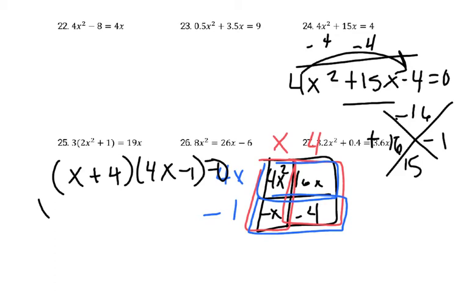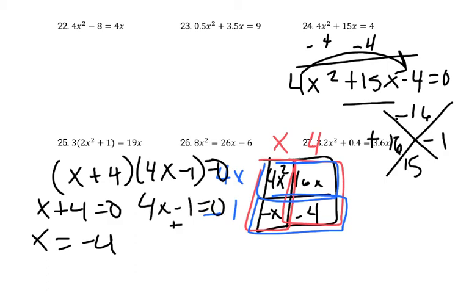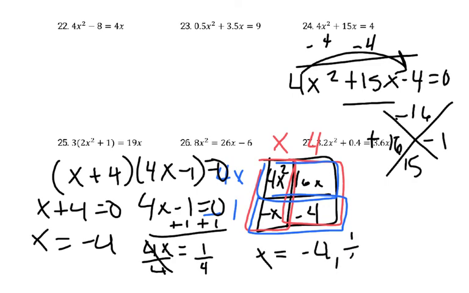Then we set each one equal to 0. This gives us x equals -4. And then 4x minus 1 equals 0. Add 1 to both sides. You're left with 4x equals 1. Divide by 4. And so your solutions are -4 and 1/4. And that's solving by factoring.